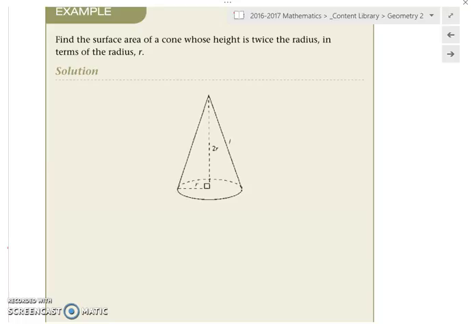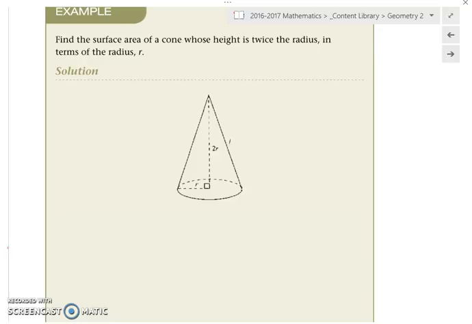Basically, you're going to have surface area equals something r. That's what it means by in terms of r. Cool? So we don't want any other things in there like area or height. We just want it in terms of r.